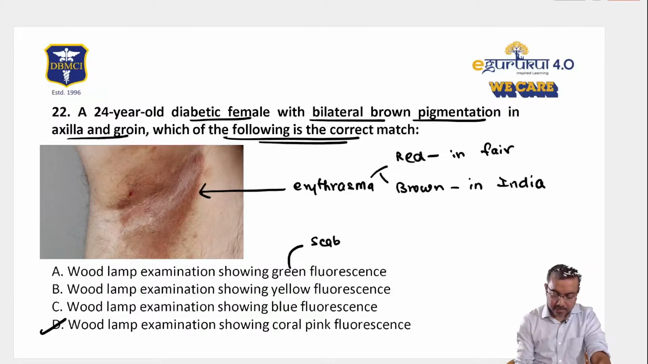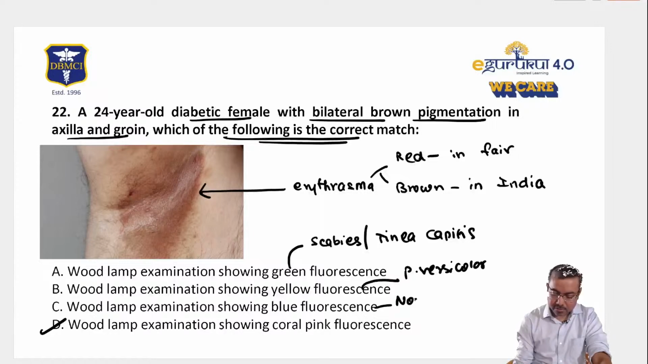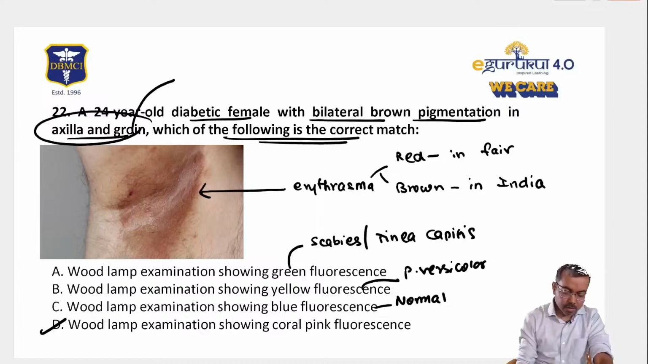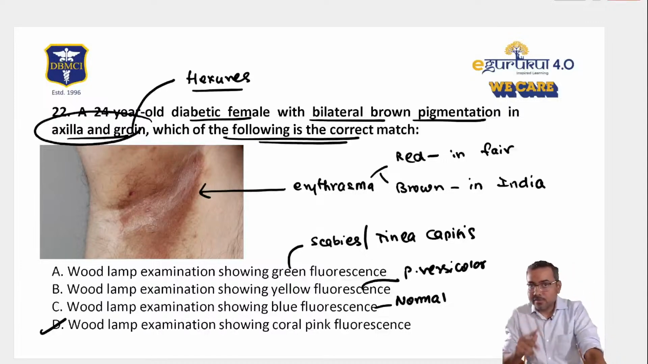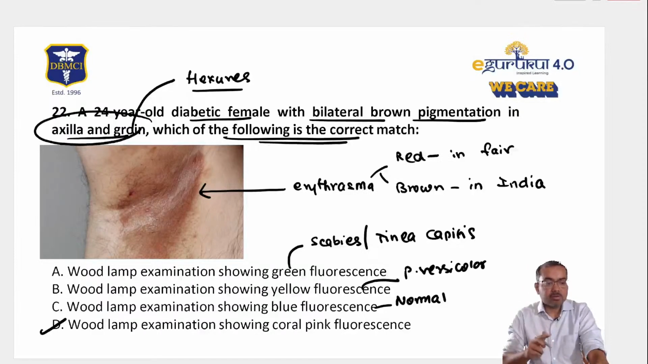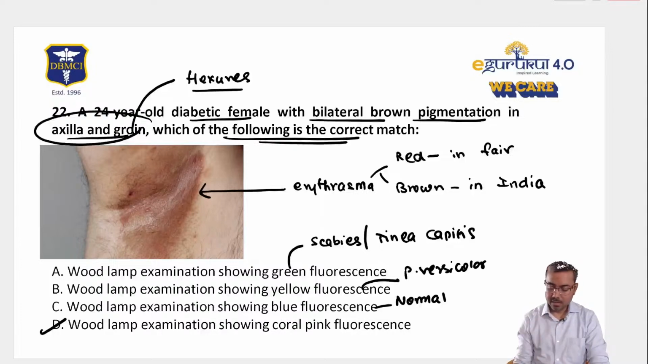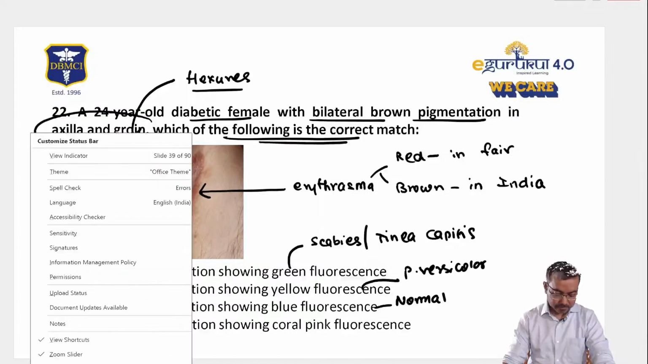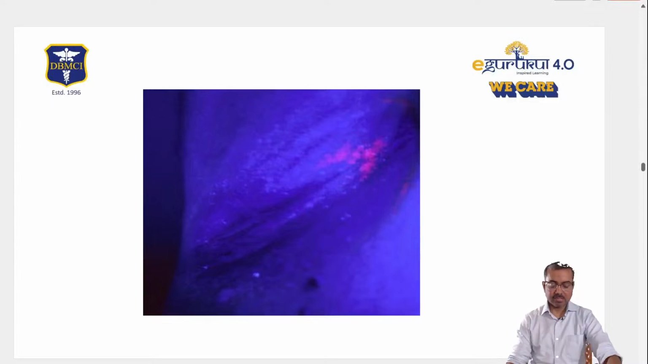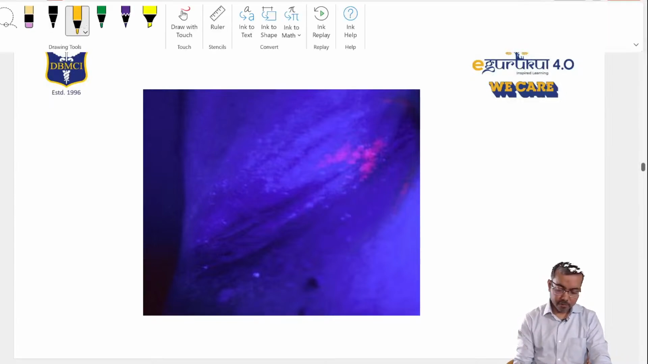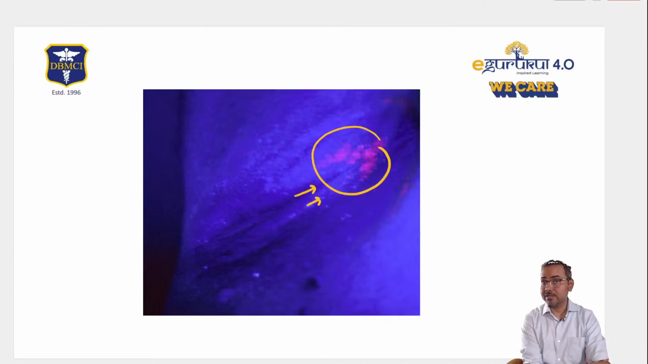Green we know will be scabies or tinea capitis. Yellow will be pityriasis versicolor. Blue is normal fluorescence. Typically erythrasma is always going to be in the flexures, in the folds: axilla, groins. That is the typical erythrasma, a Corynebacterium minutissimum bacterial infection of the axilla and the groin space. Clear? Everybody able to understand? This is just to show you the coral red fluorescence, typically in the axilla in females or males, that we already know for erythrasma.